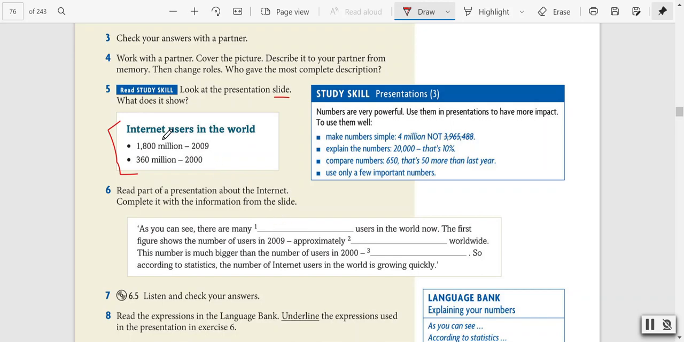Internet. Number one, internet. And the first figure shows the number of users in 2009, approximately 1,800 million. Number two, worldwide. And the number is much bigger than the number of users in 2000.